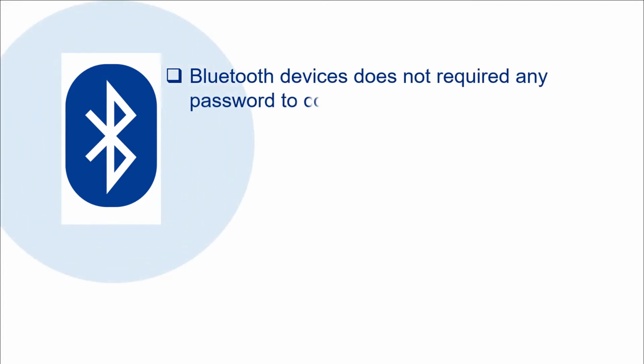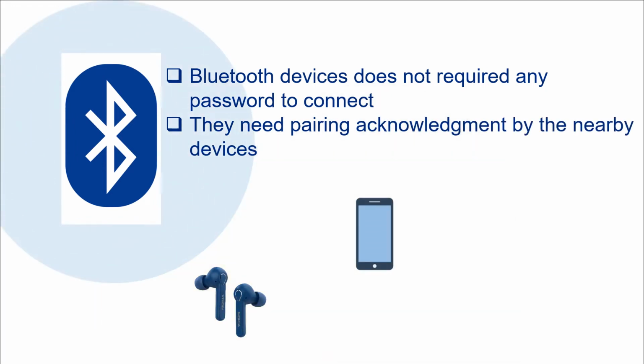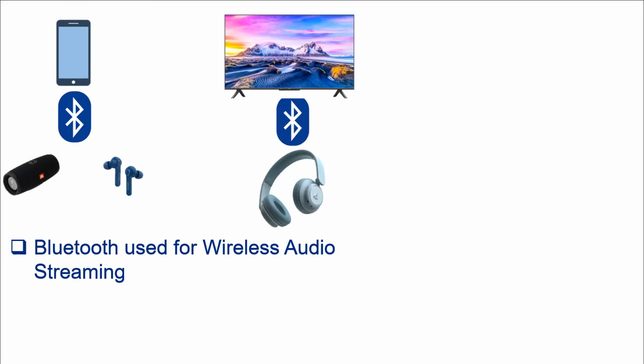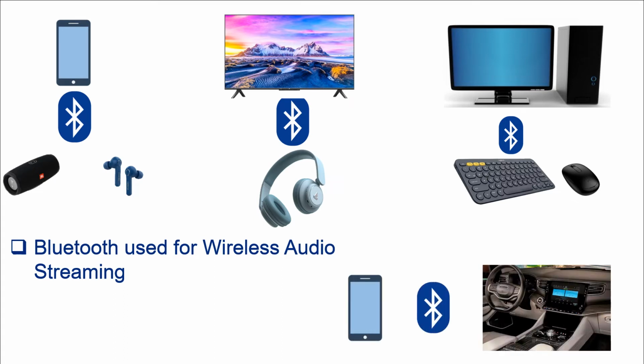Bluetooth devices do not require any password. Rather, they need a pairing acknowledgement by the nearby devices to be connected. Bluetooth is most commonly used for wireless audio streaming, like connecting your cell phone to earbuds or an external speaker, connecting the television to your headphones, connecting a wireless keyboard or mouse with a computer or tablet, and connecting your car's audio system to your mobile phone. It is also very useful because it enables hands-free use while driving. Bluetooth supports a limited number of users.